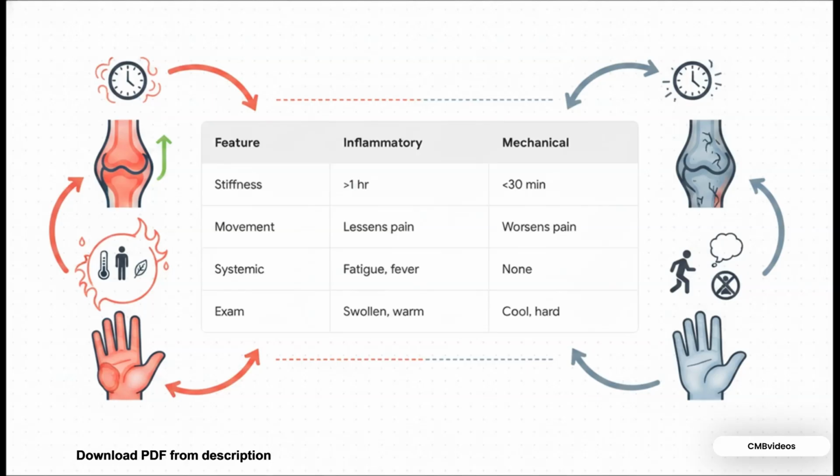Conversely, mechanical wear and tear like osteoarthritis features pretty brief morning stiffness, usually under 30 minutes, and the pain gets progressively worse the more you use the joint. Plus, inflammatory conditions often come with systemic symptoms. We're talking fatigue, low-grade fever, maybe even weight loss, because your entire immune system is fired up, leaving the joints swollen, red, and warm. Mechanical joints, on the other hand, typically feel cool and hard on examination with 0 systemic symptoms.